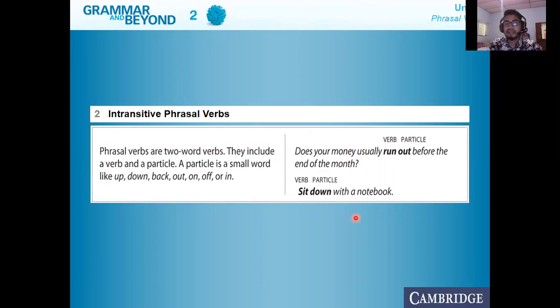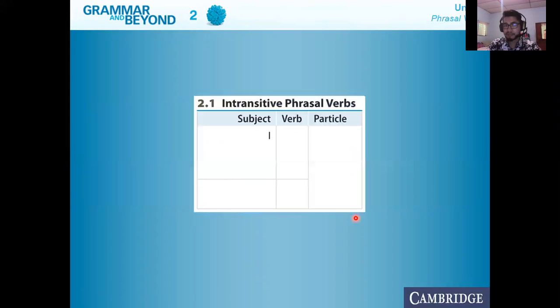For example, we have another one, sit down with a notebook. In the case of the verb sit, when we talk about sit, we talk about sitting in a certain place, in any place, on the ground, in your bed, in a chair, whatever. But when we talk about sit down specifically, we're talking about sitting on a chair or sitting at a desk. Those are the cases in which we're going to use it.